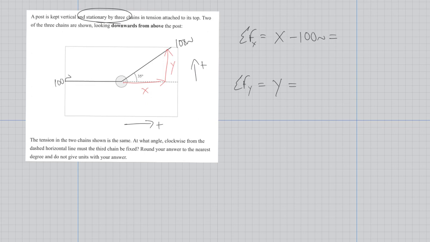So cosine theta is going to be adjacent, which is my x, over my hypotenuse, which is 100. So my x component is simply going to be 100 times the cosine of 35 degrees. When I plug that in, I'm going to get 82 newtons. So this is going to be 82 minus 100 equals negative 18 newtons.